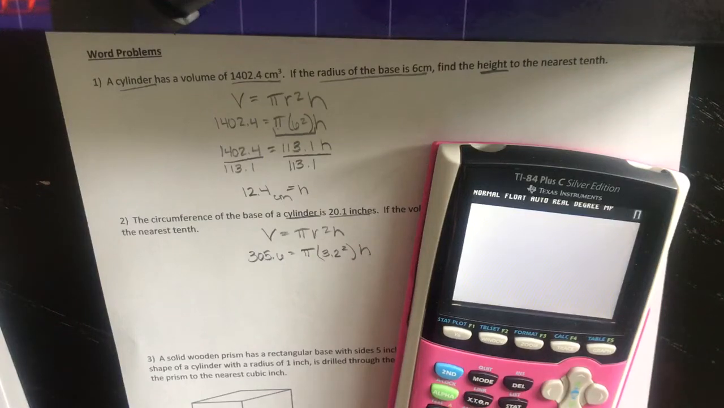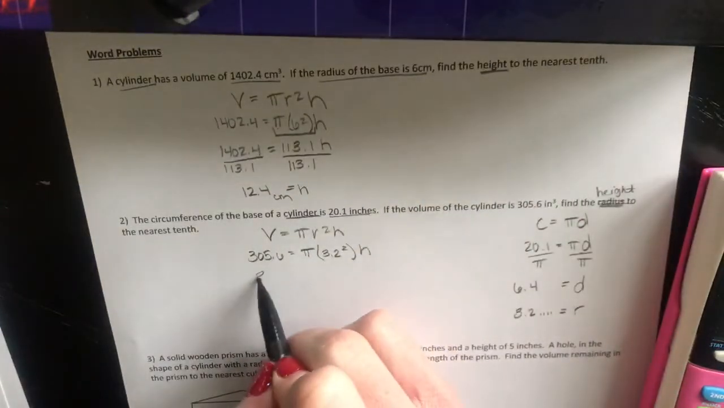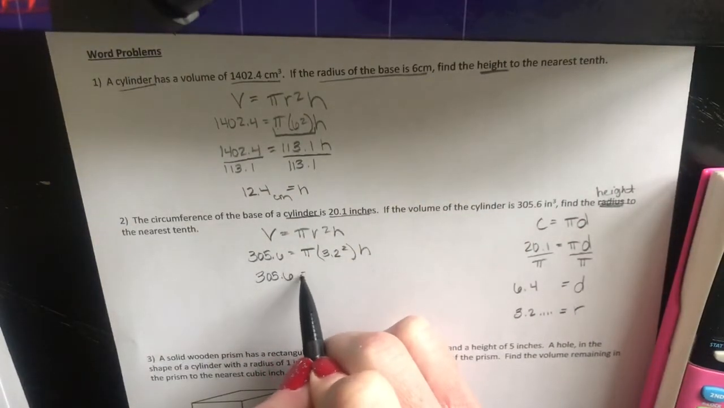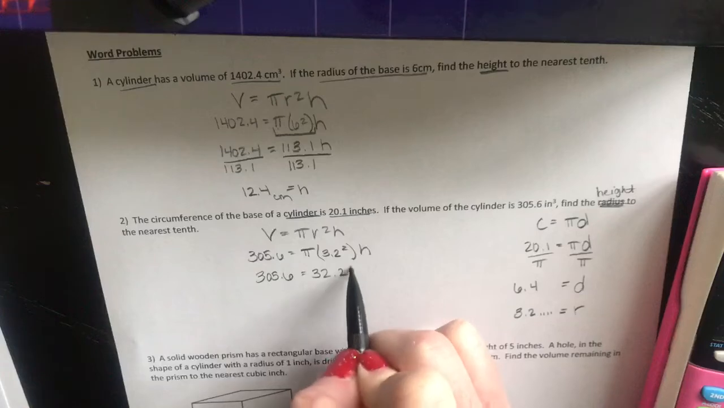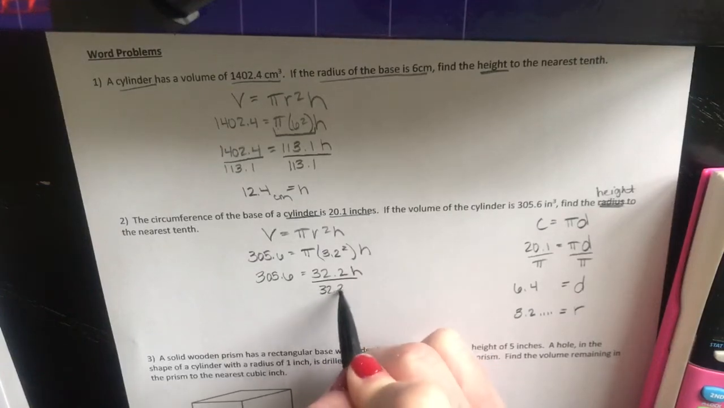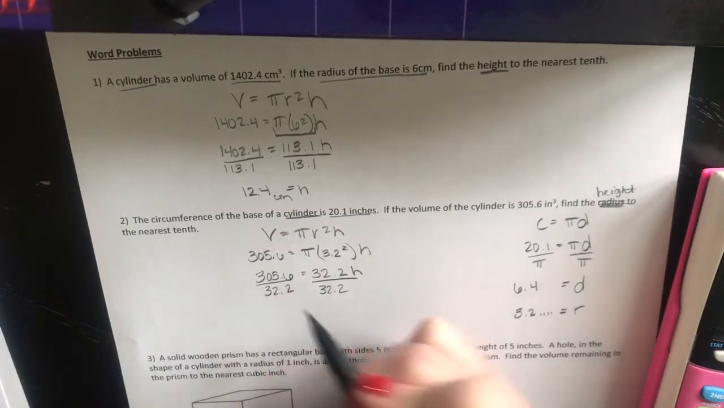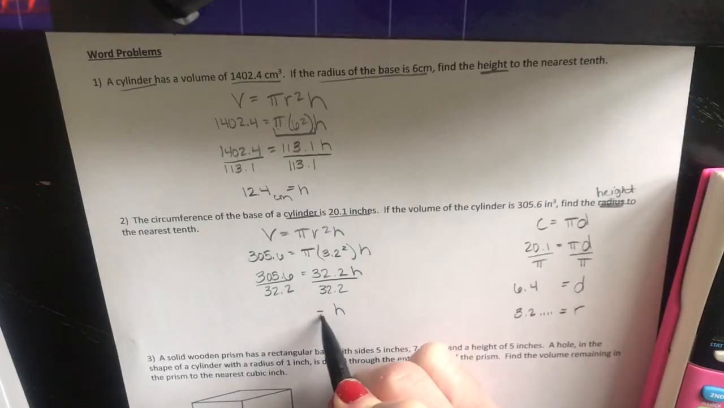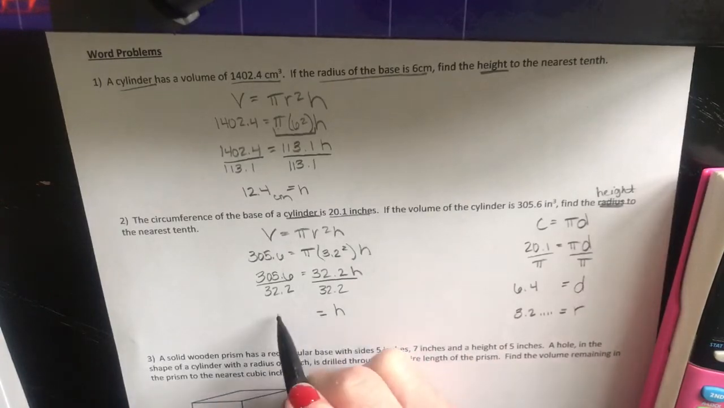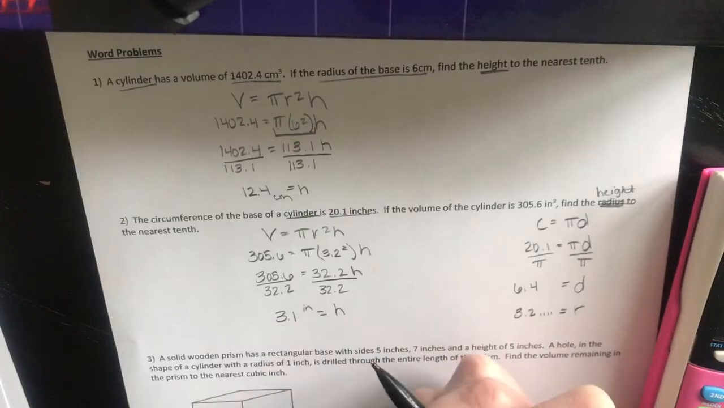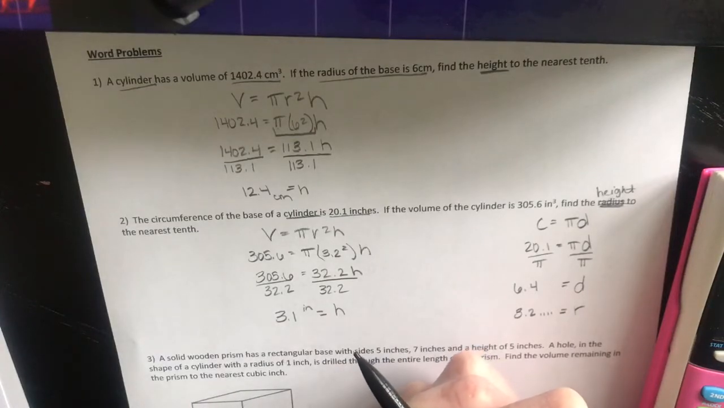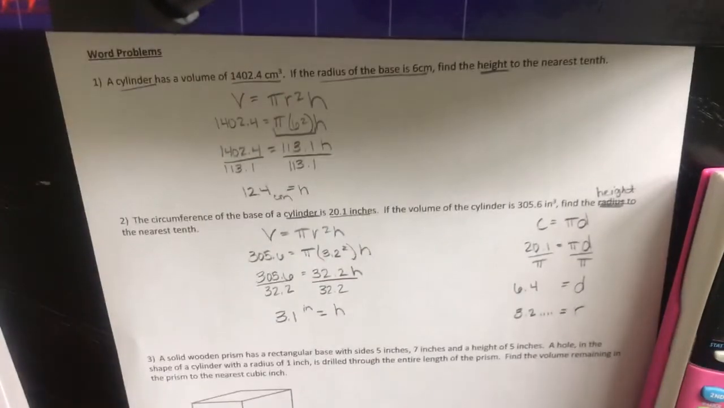So I'm going to do pi times 3.2 squared, and I'm going to get this 32.16 and so on. So I'm going to write 305.6 equals 32.2h, and then I'm going to divide both sides by 32.2. Okay, so my height is going to be 3.1 inches. Okay, we good with that?